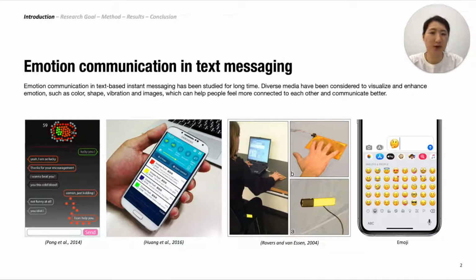Emotion communication in text-based instant messaging has been studied for many years. Diverse media have been considered to visualize and enhance emotion, such as color, shape, vibration, and images, which are supposed to help people feel more connected to each other and communicate better during chatting.